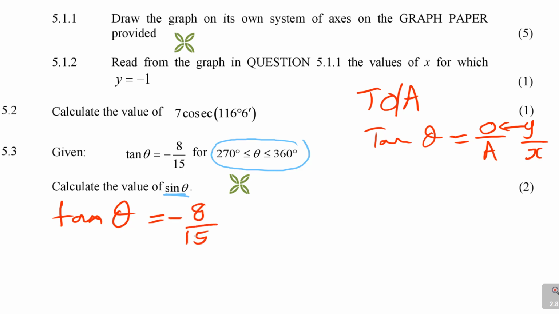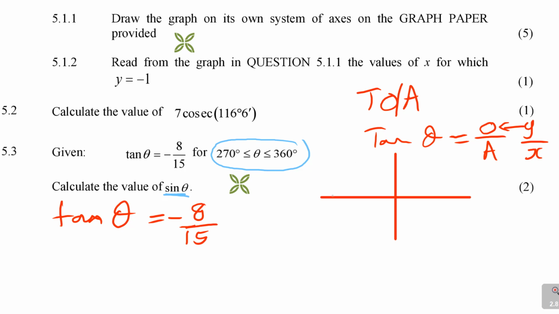You see, they were so clever now, because x can take a positive and y can take a positive or a negative. You don't have r now, which is always positive. So this becomes a bit tricky now. What you need to do in brief is to remember your CAST diagram.